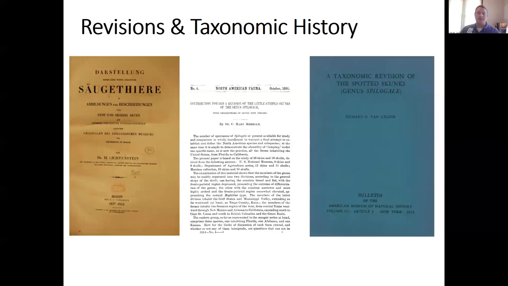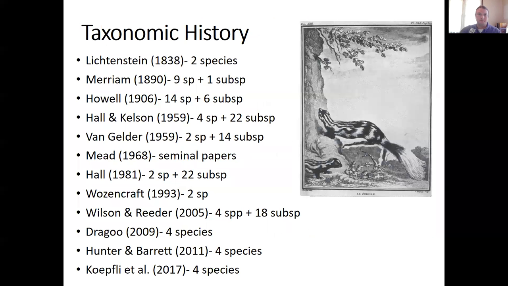When it comes to the taxonomic history of spotted skunks, revisions have occurred since as early as 1838, culminating in Van Gelder's tome on the spotted skunk in the American Museum Bulletin in 1959. But the consensus as to how many species are in this group has varied, ranging from as few as 2 to as many as 14 species in Howell's 1906 monograph. Starting about 2005 through the most recent treatise in 2017, it has honed in on approximately 4 species of extant spotted skunks.